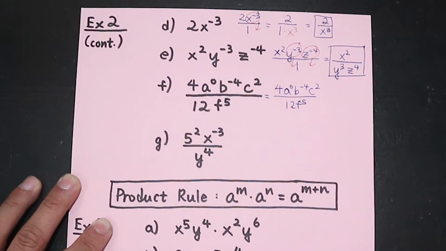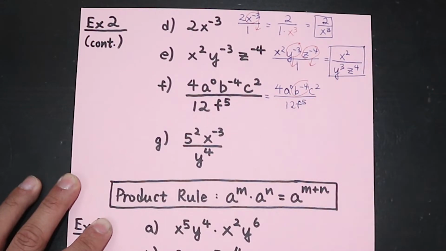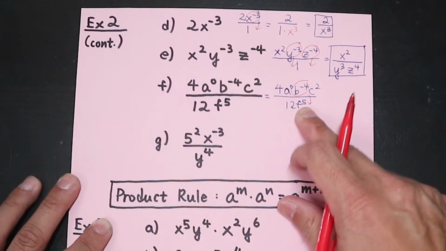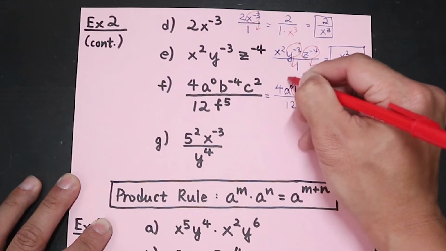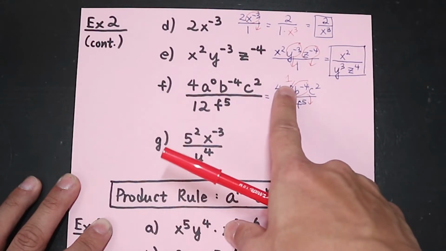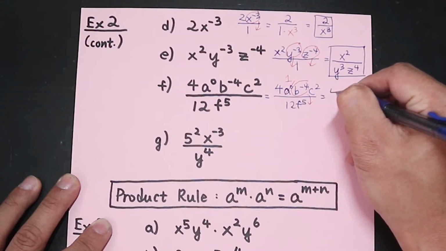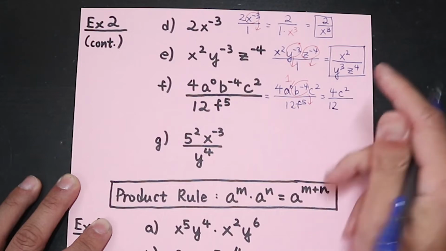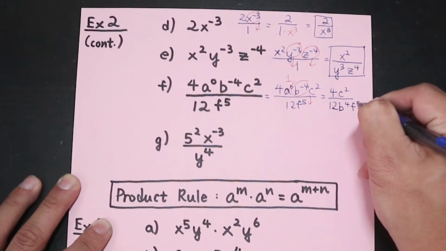How many circle arrows do I need? Well, this time it's just 1 because I only see b to the negative 4th having a negative exponent. So circle arrow. Well, the f to the 5th stays the same. The c squared stays the same. Now the a to the 0 power, that just becomes 1. Okay, so you have just 1 right there. So 4 times 1, which is just 4 c squared over 12. And I'm going to write alphabetical order. So b to the 4th, f to the 5th.